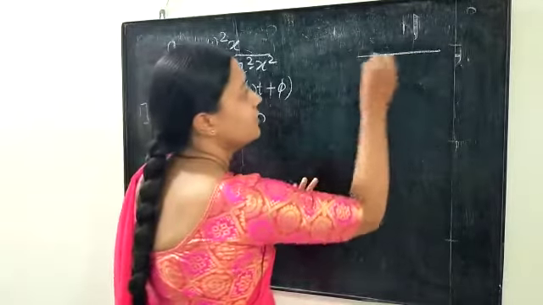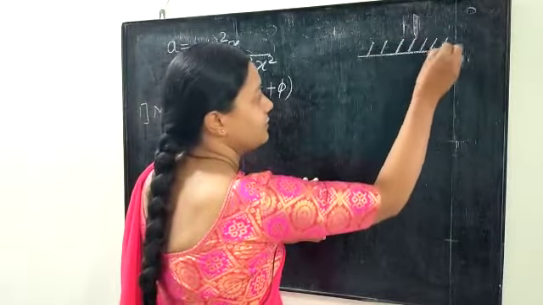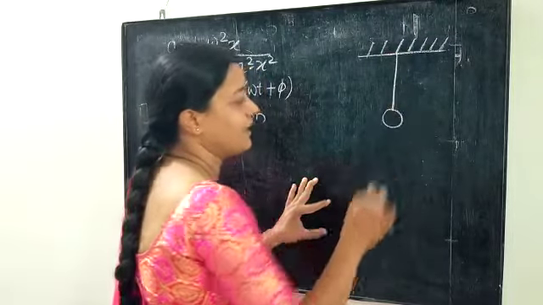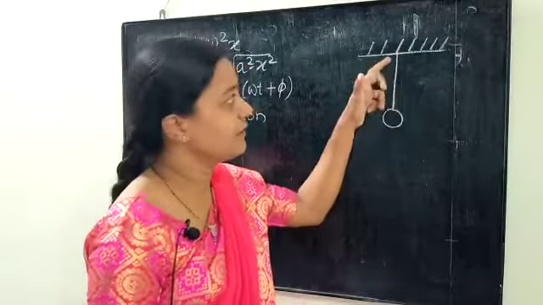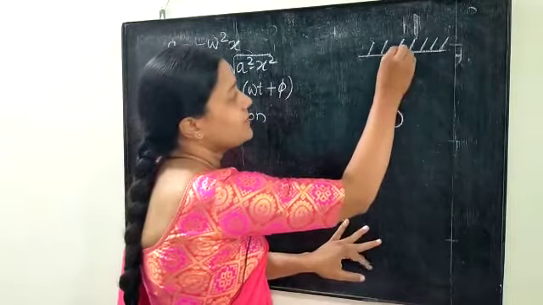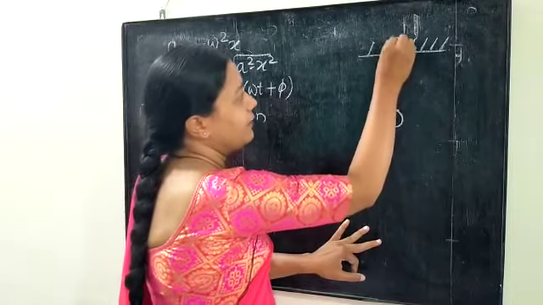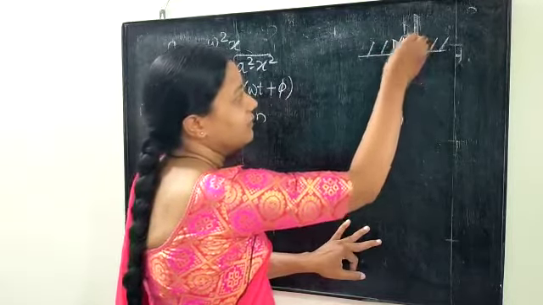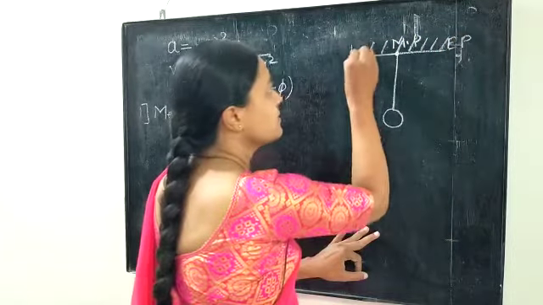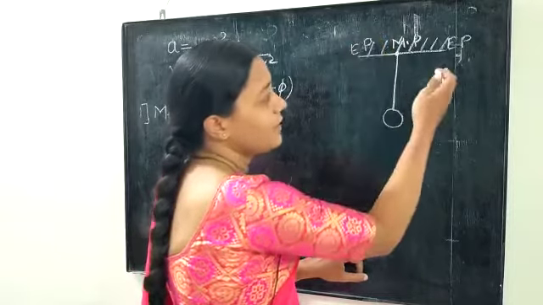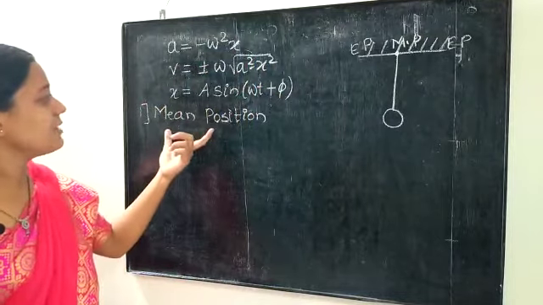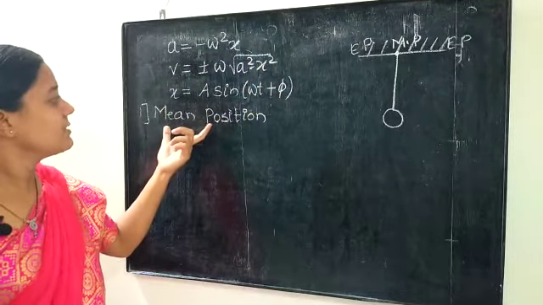Suppose this is the rigid support and this is the simple pendulum, where the bob is attached to one end of the string and the other end is attached to the rigid support. Suppose this is the mean position and these two are the extreme positions, one the positive extreme position and the other the negative extreme position. So the first case is that we consider the mean position.